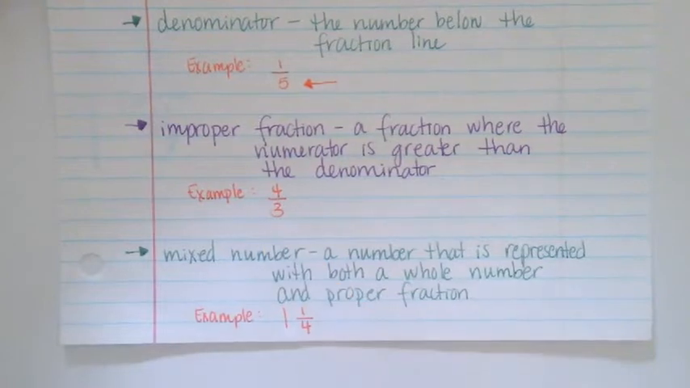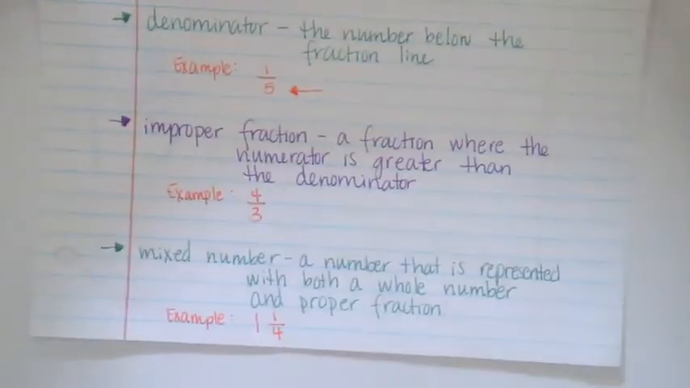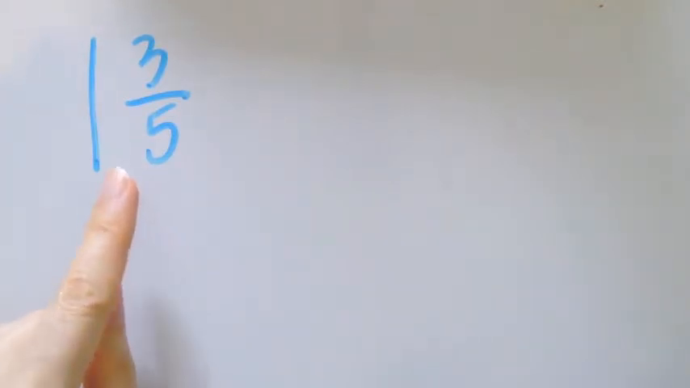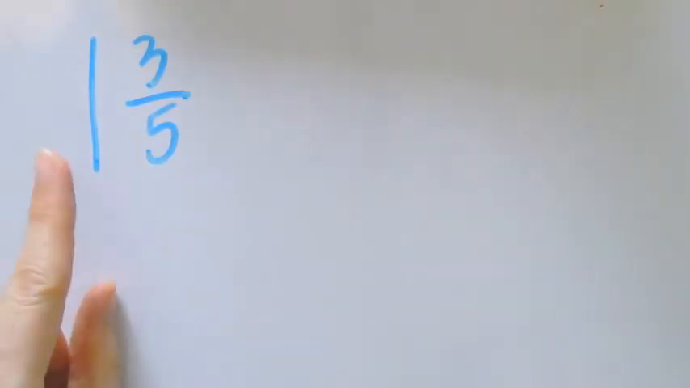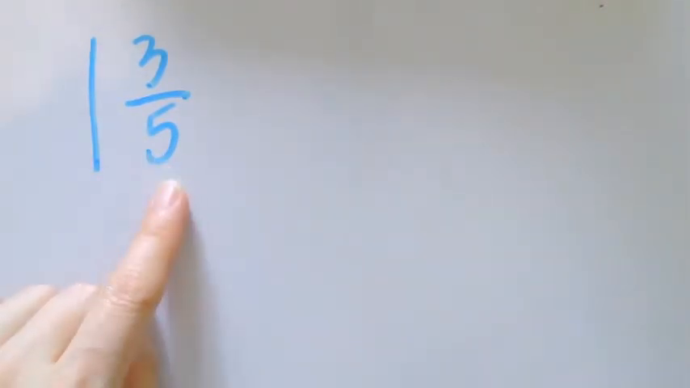Again, review these notes anytime you need to get more understanding of the words we're dealing with when working with fractions. So with that in mind, 1 3/5 is an example of a mixed number because it has both a whole number and a proper fraction. Today we're going to focus on how we can change this mixed number into an improper fraction.